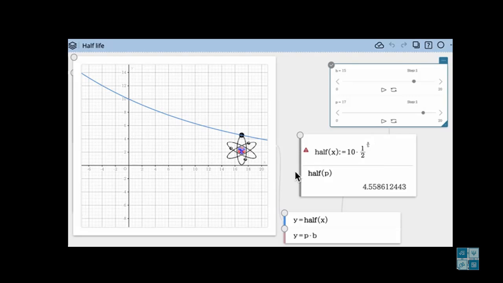So again, just another illustration on how you can use sliders with graphs, with pictures, with functions, all working together, and also giving you a nice visual of what's going on.